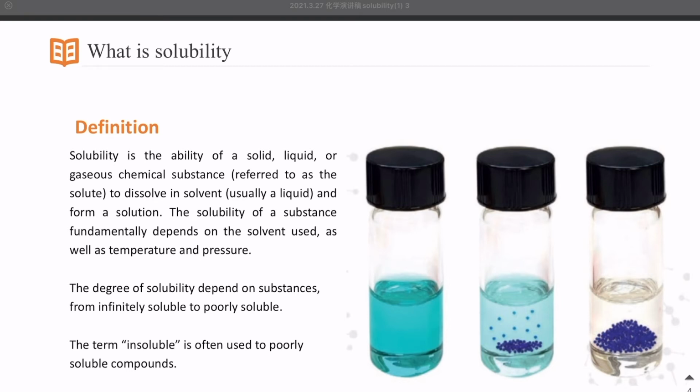So, what is solubility? Solubility is the ability of a solid, liquid, or gaseous chemical substance to dissolve in a solvent. And from a solution, the solubility of a substance fundamentally depends on the solvent used, as well as temperature and pressure. The degree of solubility depends on the substance, from infinitely soluble to poorly soluble. The term insoluble is often used for poorly soluble compounds.